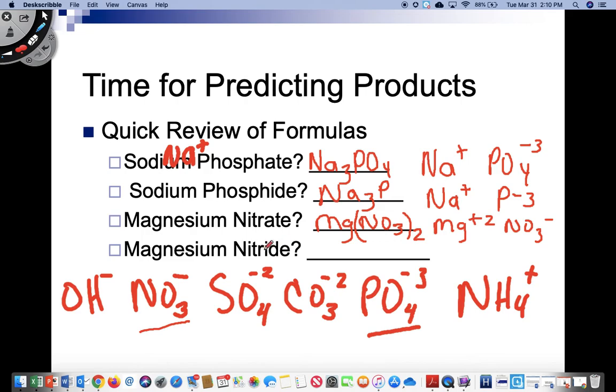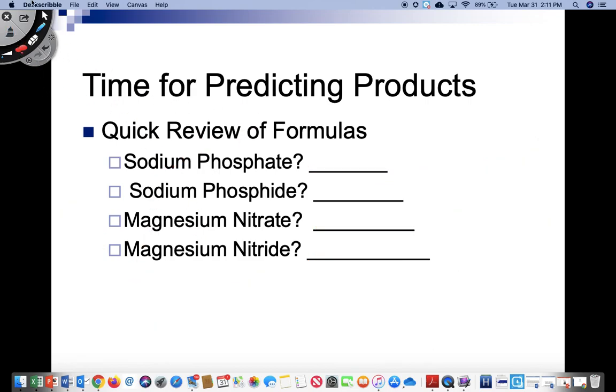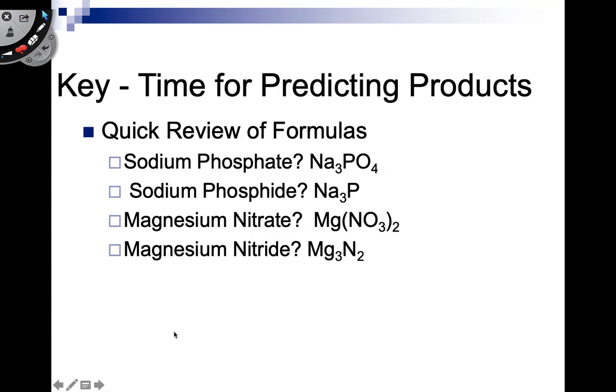And finally, magnesium nitride. Nitride is just nitrogen, and nitrogen is in group 15 of your periodic table. So magnesium, again, has a charge of +2, and nitrogen has a charge of -3. So you're going to crisscross those charges, and you're going to get Mg subscript 3, nitrogen subscript 2. Okay. So how'd you do? Did you remember your polyatomic ions? I hope so. Okay, let me clear this out. And let's go back to showing you the answers, and there they are once again.